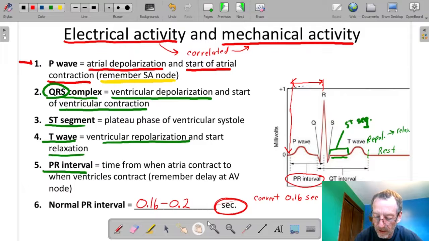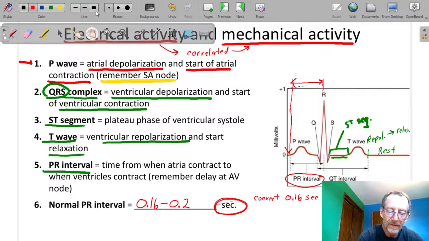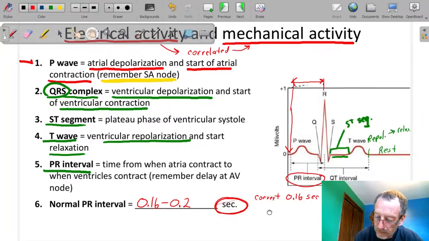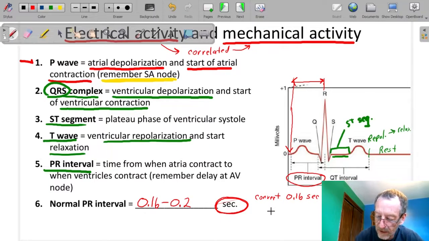I'm going to get this bar out of the way here. So hopefully you know how to set these up. If not, you should practice. Let's start with what we have, 0.16 seconds. And we're going to multiply that by some conversion factor that relates seconds to milliseconds. So what you have to have memorized is that 1 second equals 1,000 milliseconds.